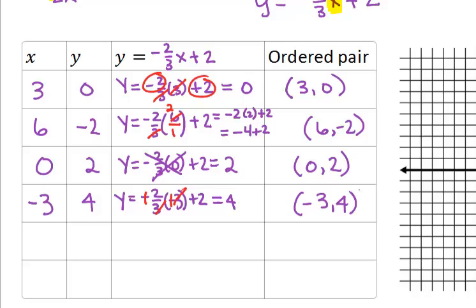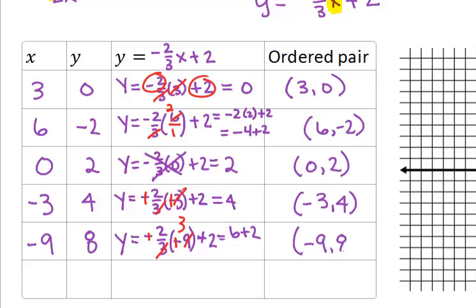Let's go ahead and pick one more negative one, sticking with, again, the multiples of 3. Let's go ahead and pick negative 9 and see what happens. So y is equal to negative 2/3 times negative 9 plus 2. 9 divided by 3 gives me 3, and my negatives cancel out. That gives me 2 times 3, which is 6, and 6 plus 2 gives me 8. So that gives me the ordered pair of negative 9, 8.